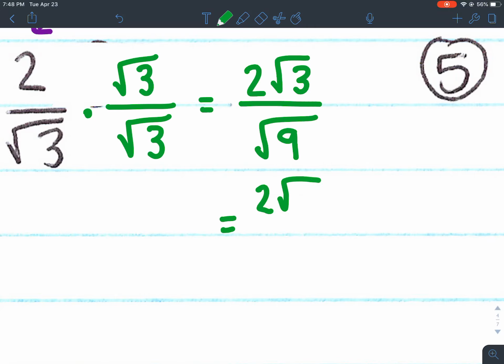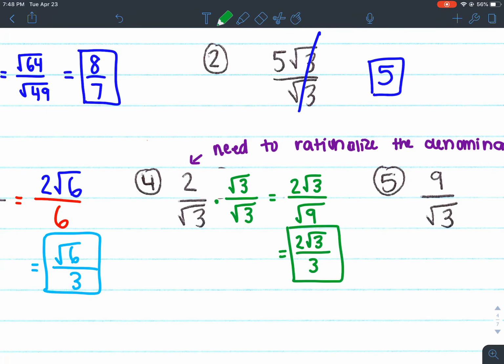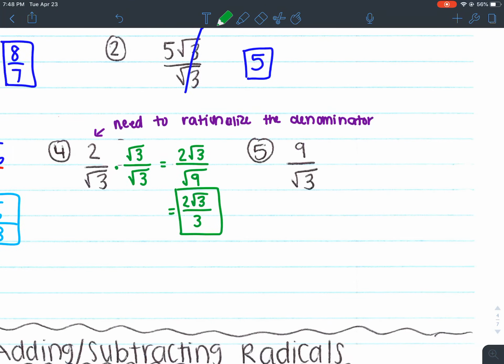So the numerator I can't simplify anymore because square root of 3 is a prime number. However, the square root of 9 is a perfect square, and that gives me 3. And now I am done. So there's no longer radicals in the denominator. You can have them in the numerator, just not in the denominator.